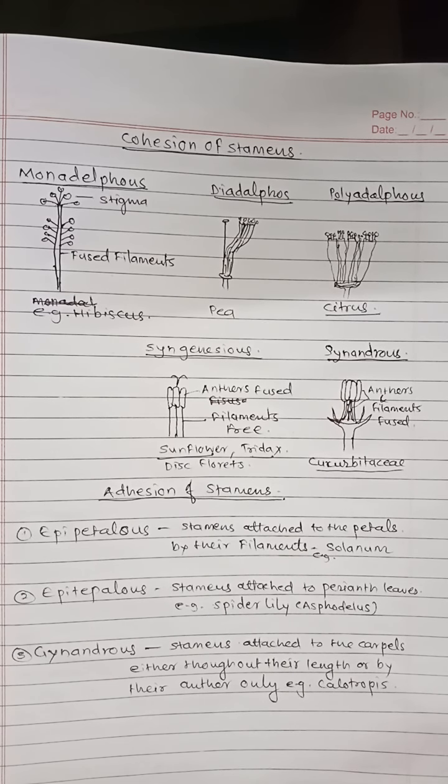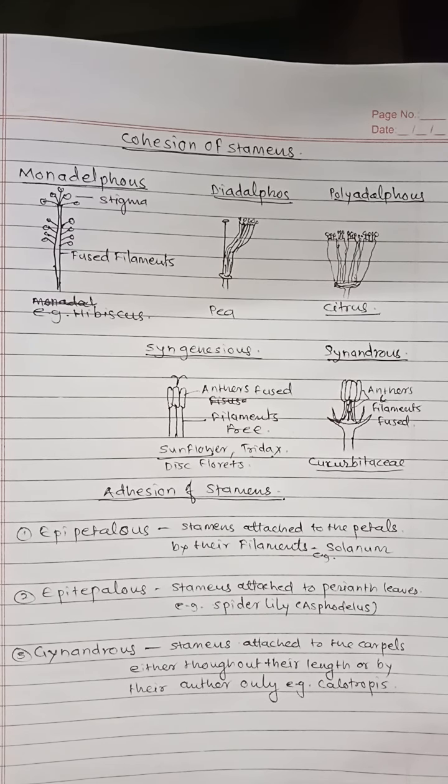Then adhesion of stamens, last topic, adhesion of stamens, that is epipetalous. When the stamens are attached to the petals by their filaments, it is called epipetalous condition. Such condition is found in Solanum, that is brinjal, and Ocimum.